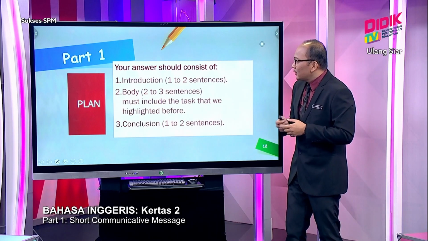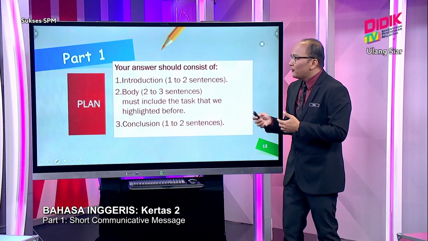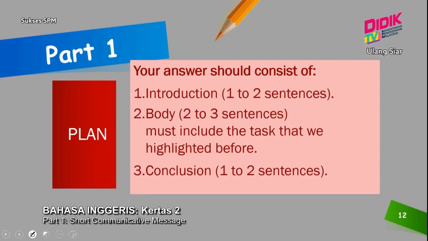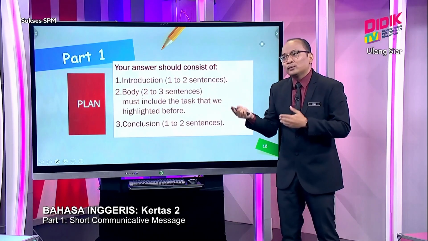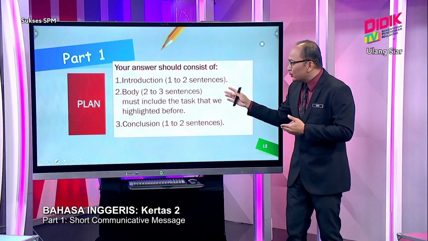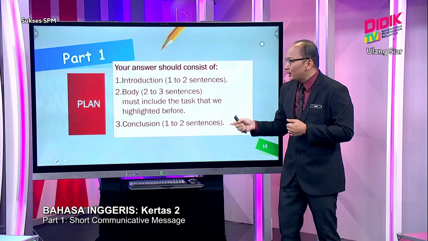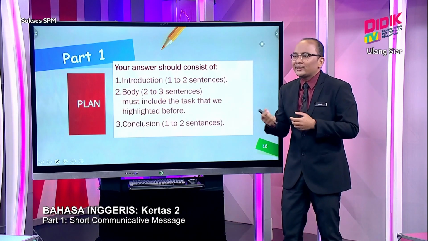Now, we go on to the next one, which is our plan. Your answer should consist of 1, introduction, 2, body, and 3, conclusion. For the introduction, 1 or 2 sentences only, because remember, we need to write around 80 words only. That is not too much. Also we don't want to write too much because it's going to be too long and time will be wasted. So this is my suggestion. Body, 2 to 3 sentences, must include the tasks that we highlighted before. And the last one, the conclusion, maybe around 1 or 2 sentences only.